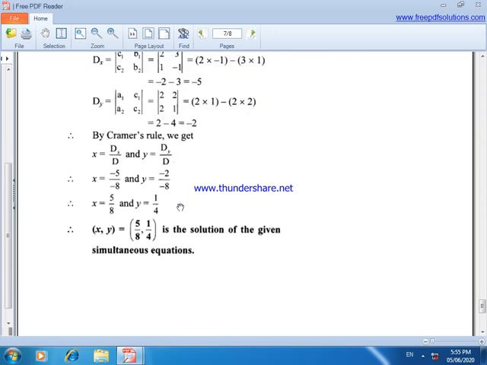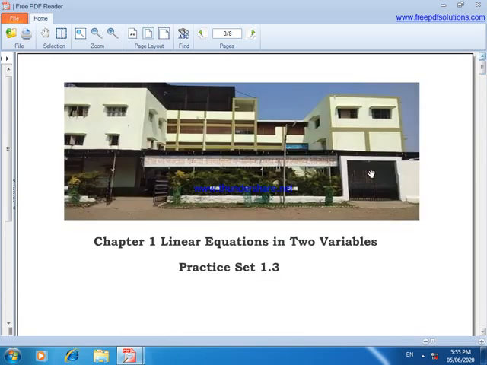So these are all the examples given in practice set 1.3.